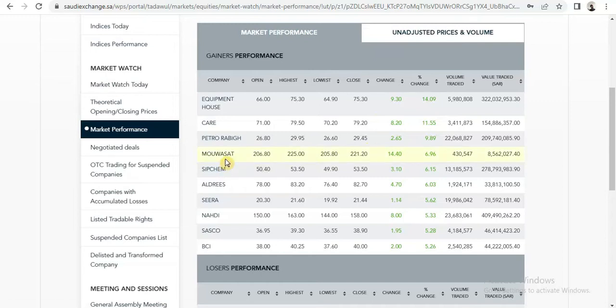Mouwasat, a company registered under healthcare, 6.96 was the percentage. 14.40 per share. Started with 206 and closed with 221.20. Sipchem, a company registered under materials, 6.15%. 3.10 per share. Started with 50.4 and closed with 53.5. Alderis, 6.03%. 4.70 per share. Started with 78, closed with 82.70. Sira, 5.62%. Change 1.14 per share. Started with 20.3 and closed with 21.44.